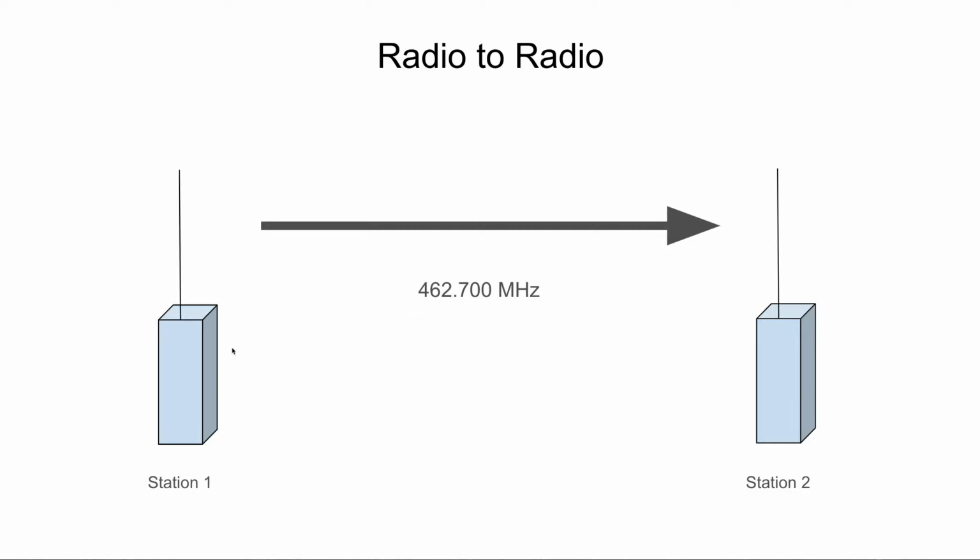And in this picture, station 1 is transmitting on 462.700, and station 2 is listening on that frequency. The two stations have to take turns because the radios can only either send or receive at a time on a single frequency. So they take turns talking and listening. When the two radios communicate on a single frequency like this, it's called simplex. So one frequency is simplex.